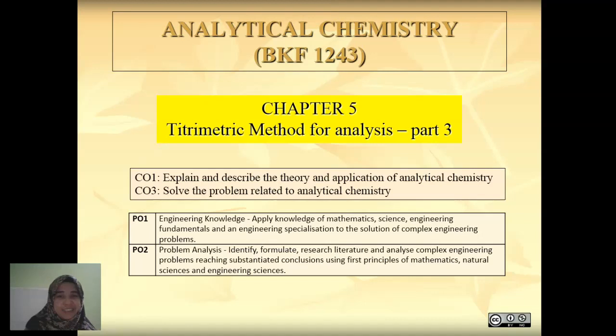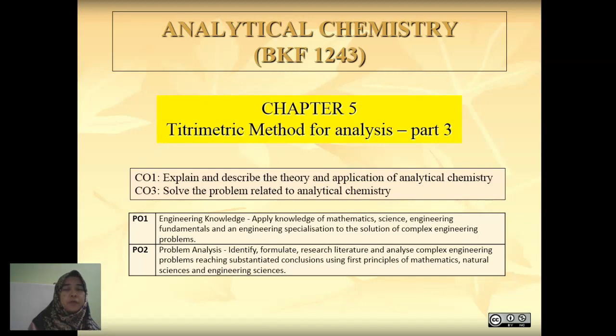So now we move to the third part, still under the titrimetric method. For the first part and second part, you already know what titrimetry is, how the reaction of acid and base can occur, and what the indicators are to see the end point of the reaction if they got the complete reaction.